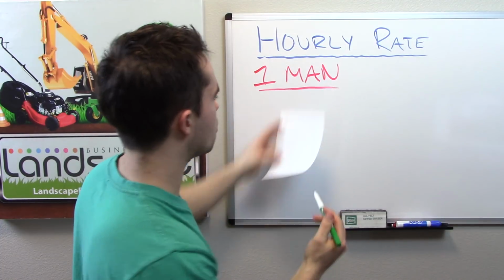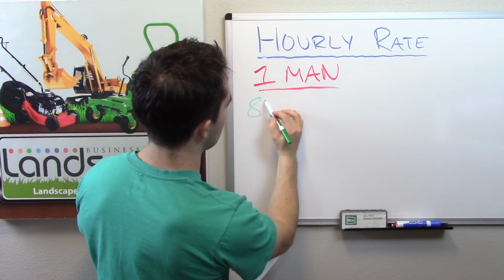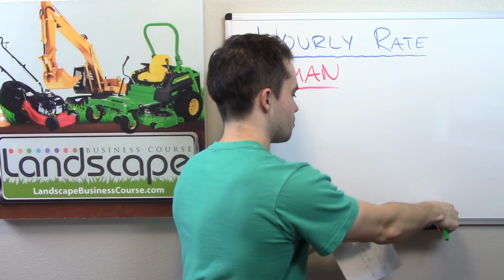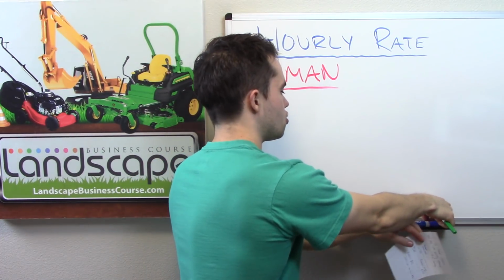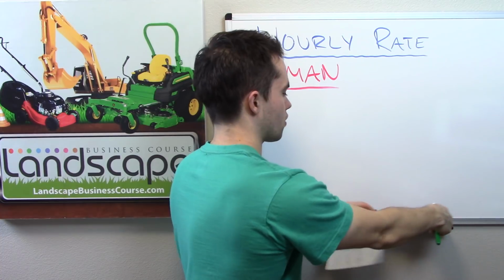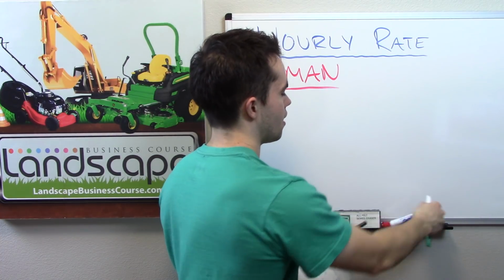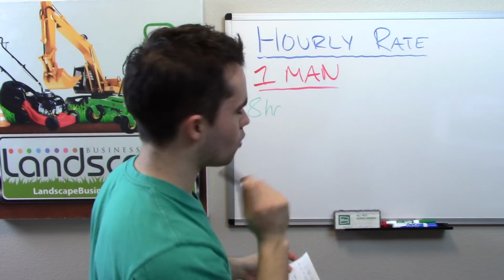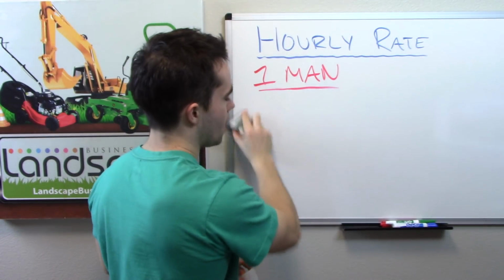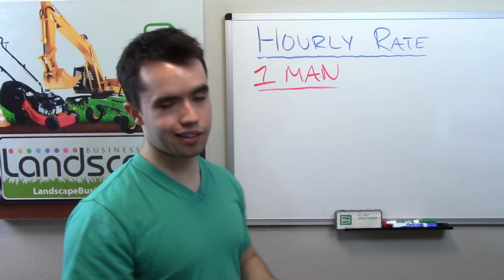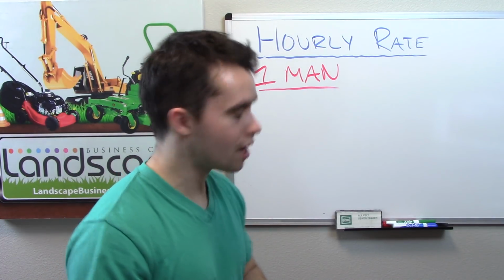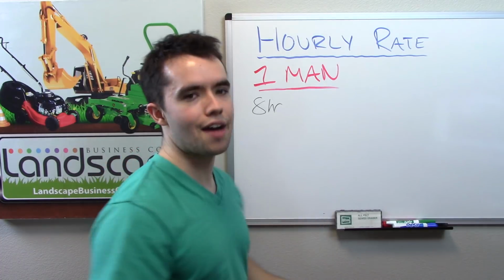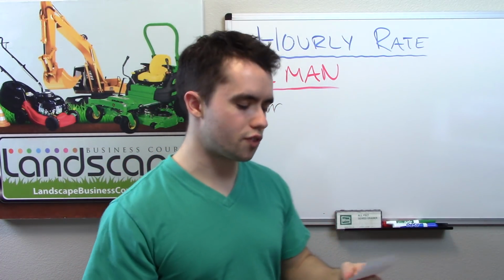So, one-man crew. We're going to assume that this employee works a full 8 hours. I'm going to change to a black marker so you can see a little better. We're going to assume this employee works 8 hours per day. They are going to be paid $15 an hour, but remember, if you watched the first video, we talked about how even if you're paying someone $15 an hour, it's really $20 after L&I and all the other costs that you have to pay for that employee.